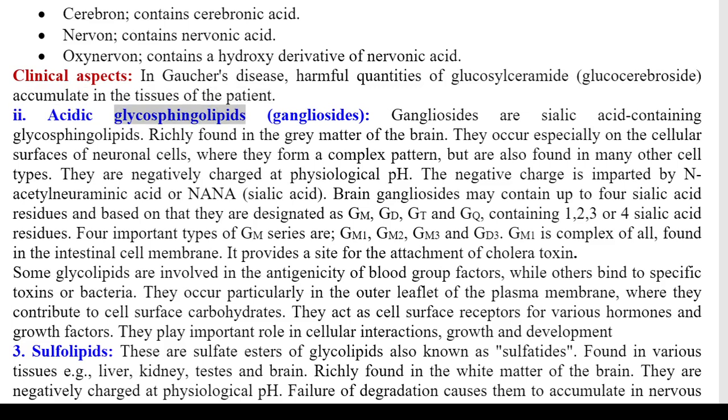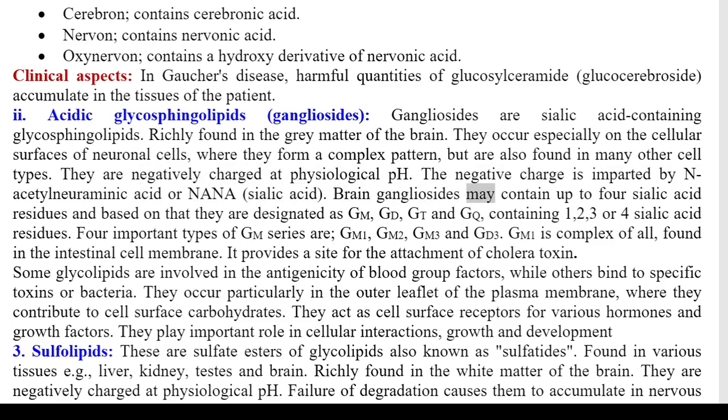2. Acidic glycosphingolipids, gangliosides. Gangliosides are sialic acid-containing glycosphingolipids. Richly found in the gray matter of the brain. They occur especially on the cellular surfaces of neuronal cells, where they form a complex pattern, but are also found in many other cell types. They are negatively charged at physiological pH. The negative charge is imparted by N-acetylneuraminic acid or NANA, sialic acid.